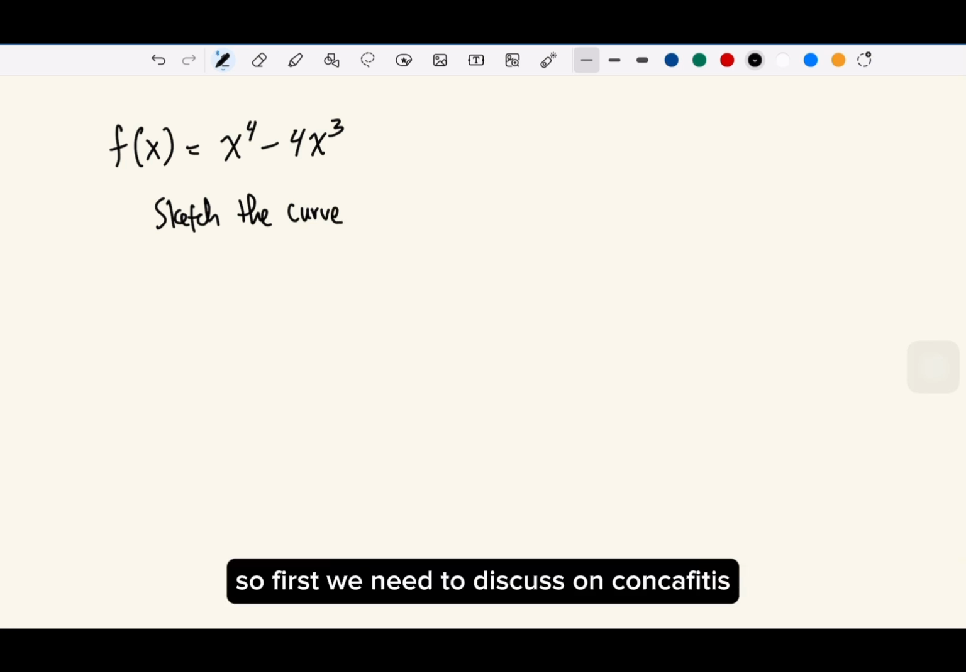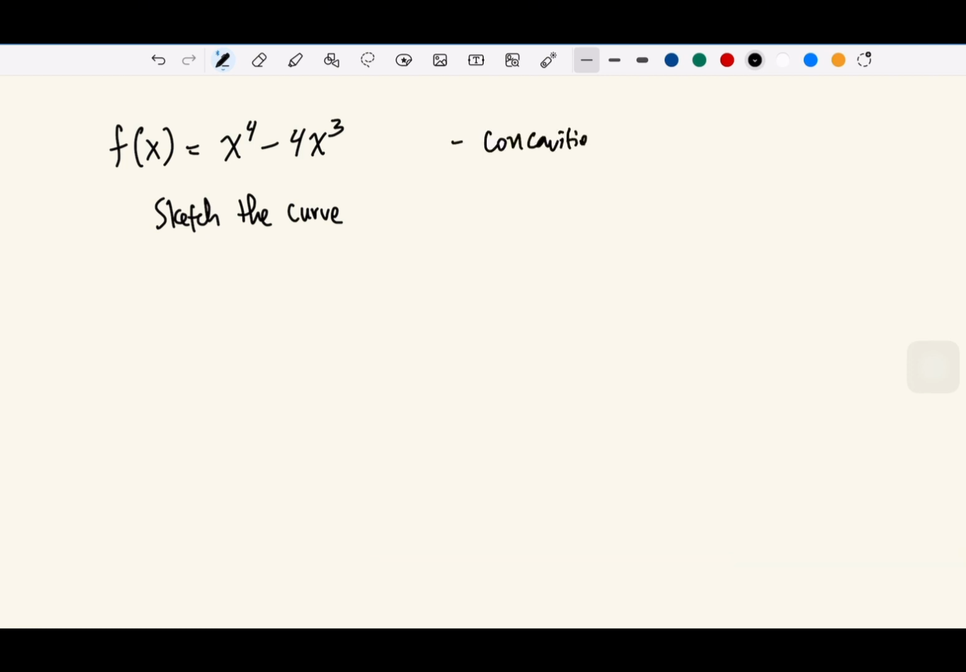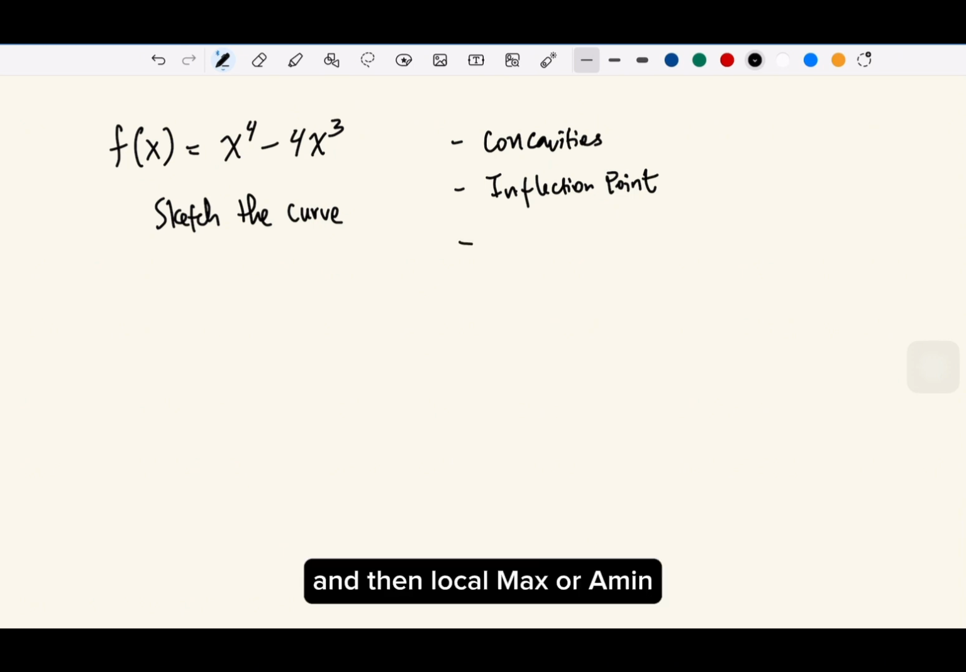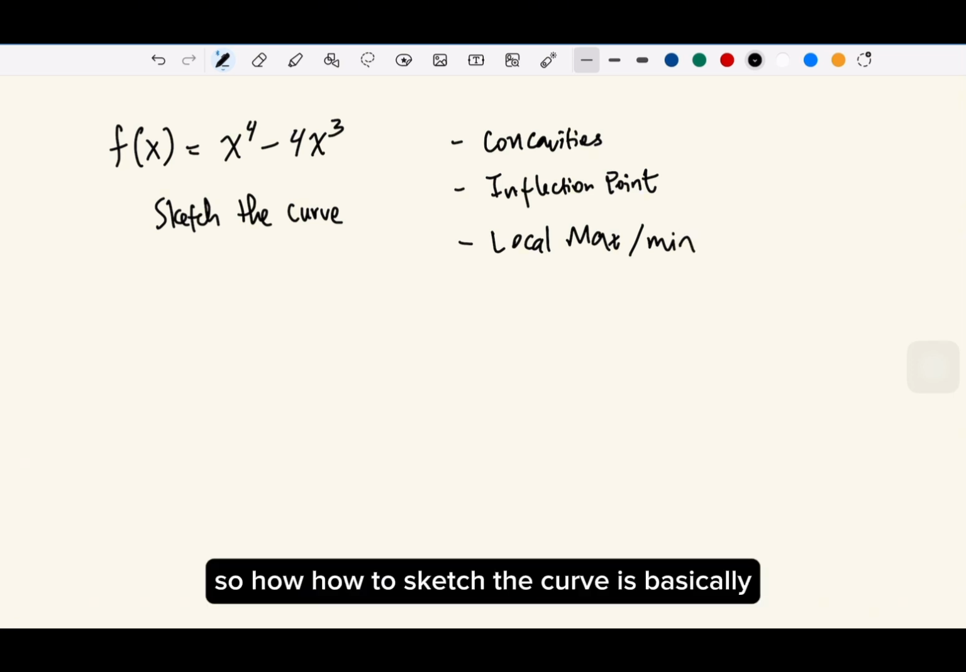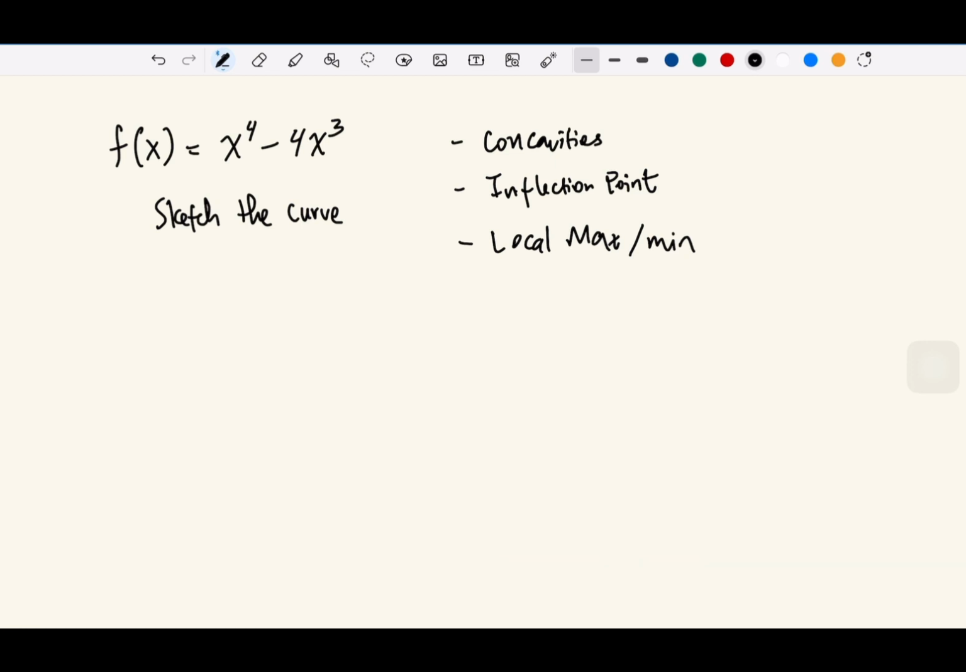So first we need to discuss concavities, inflection point, and then local max or min. So how to sketch the curve is basically we are going to start from here. Actually, we need to start from another section, but let's say we discuss this first. So we have the function that we can derive easily, right? So let's derive until the second derivative.